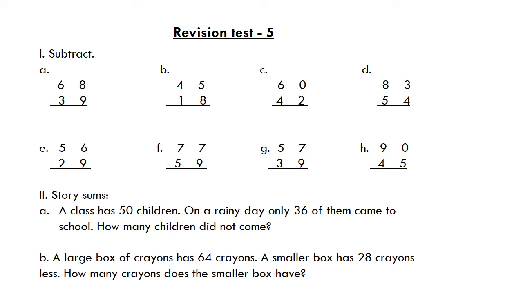A. 68 minus 39. B. 45 minus 18. C. 60 minus 42. D. 83 minus 54. E. 56 minus 29. F. 77 minus 59. G. 57 minus 39. H. 90 minus 45.